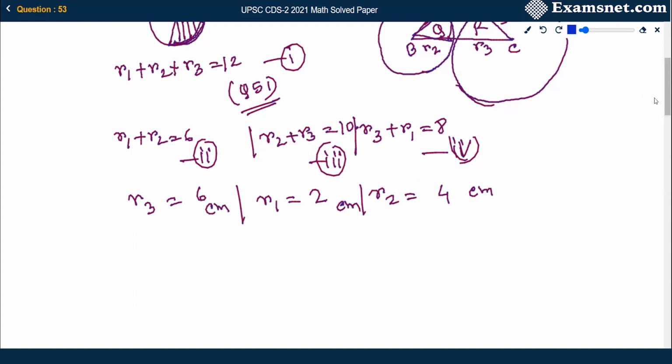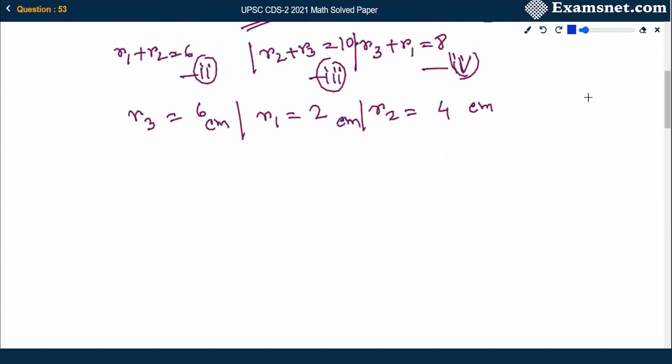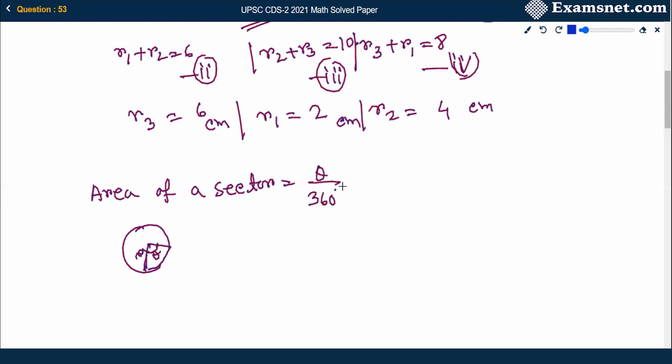Right. Now, what is the formula for finding the area of a sector of a circle? The area of a sector, if the radius is R, let me again draw here. This is the sector, let's say. If the radius is R and the central angle, the angle at the center, is theta, we can write the formula as theta by 360 degree multiplied by pi r square. This is the formula.